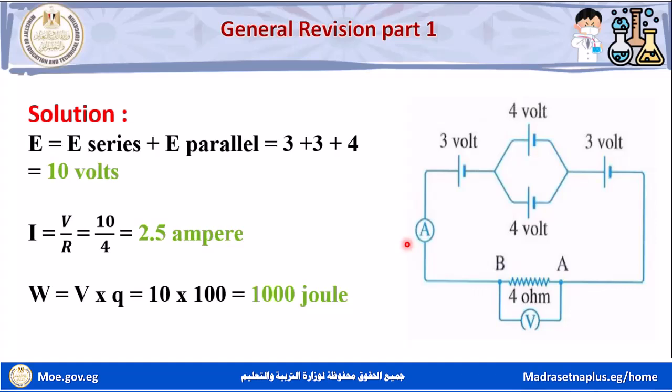The electromotive force E equals electromotive force in series connection plus electromotive force in parallel connection, equals E series 3 plus 3, plus electromotive force parallel, 4 volt, equals 4 plus 4... equals 10 volts.